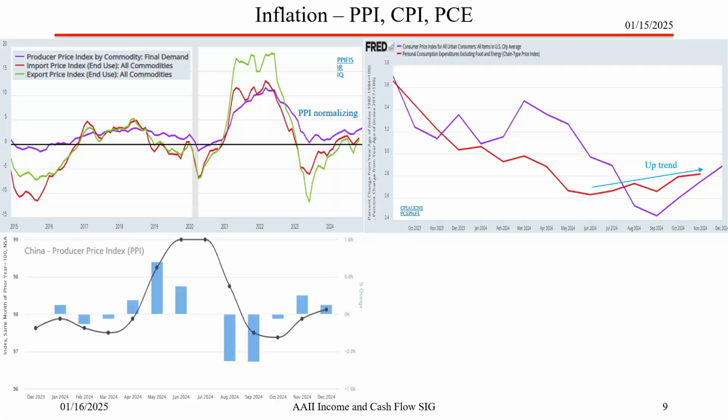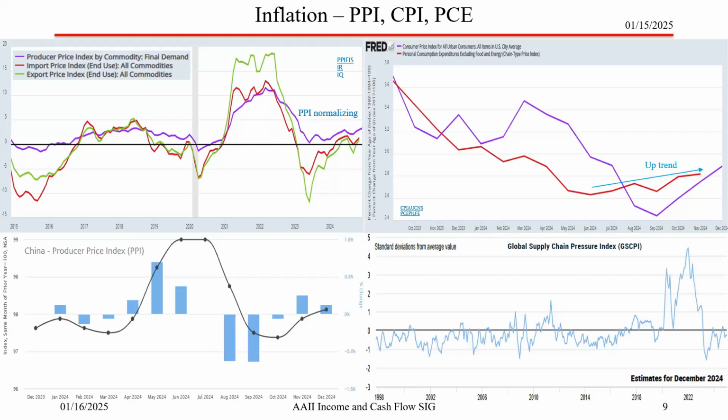Now, I have some background numbers here, like China's CPI, they're stable. And this is an index, the supply chain price pressure index. The Y scale is actually standard deviation from average. So you can see that during 2020, end of 21 and beginning of 22, when the inflation was very hot, we have a very high pressure on the supply chain side. That's why Chairman Powell said the inflation was caused by supply chain. And now we're back to normal. Actually, we're on the negative side.